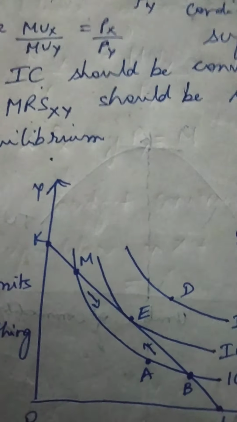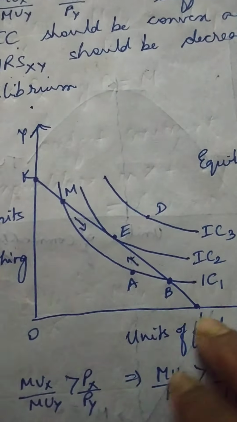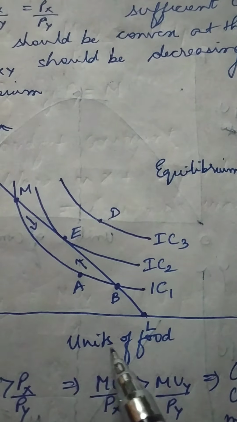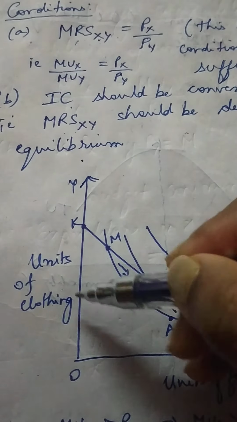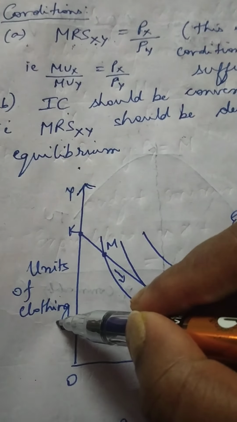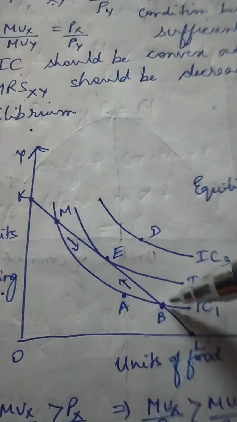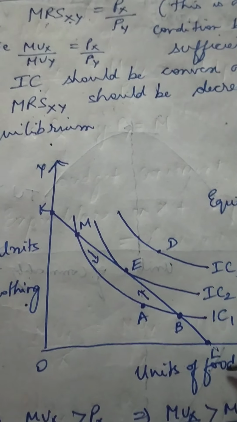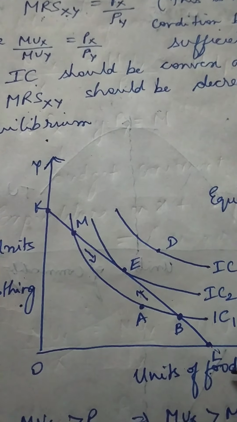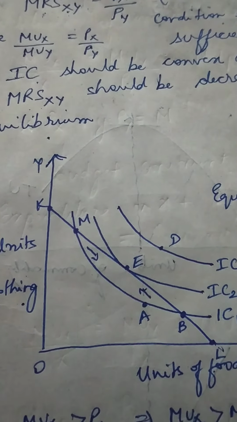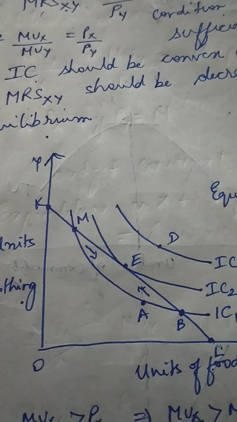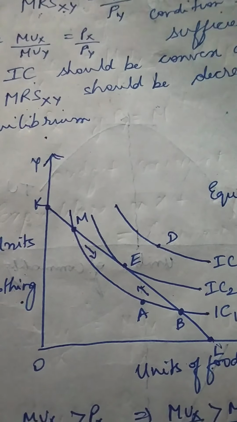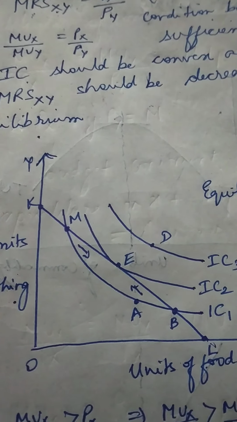Now let us move on to the explanation of the diagram. In the x-axis we have taken one commodity X, that is, let's say it's units of food, and in the y-axis we have taken units of clothing. Now this is the budget line KL, a straight line. We all know that the budget line has a negative slope of minus PX by PY, and the budget line is drawn on the assumption that the money income of the consumer is given and the prices of the two commodities are also given.